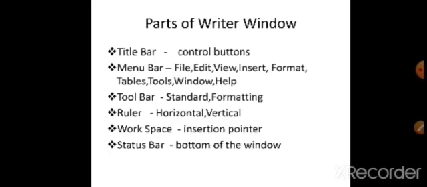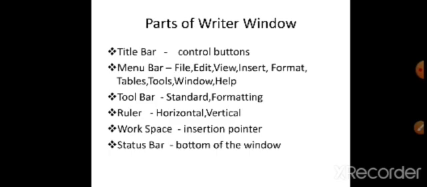And then the formatting toolbar. So what is the formatting toolbar? It is below the standard toolbar, which consists of icons used for formatting the text like bold, underline, italic, font type, font color, etc. And the next one is the ruler. What is a ruler? It is a scale below the formatting toolbar which shows the margins. There are two rulers, the horizontal ruler and the vertical ruler. The horizontal ruler is used to set the left and right margins of the page, and the vertical ruler is used to set the top and bottom margins of the page.